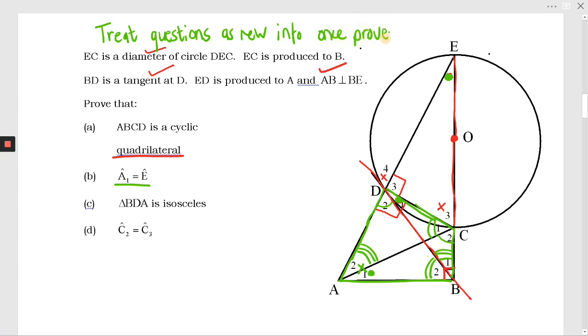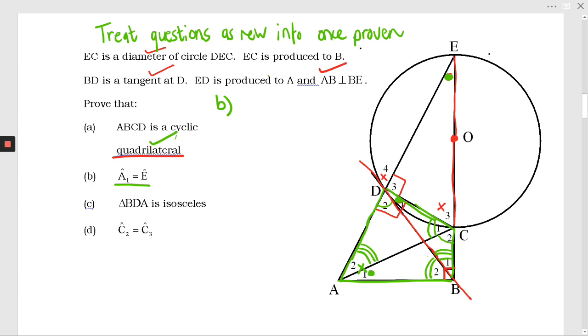And if you realize you can't prove them, you're going to move on to the next one and assume that the previous one got proven, right? Okay, so that's what I want to do now. Because ABCD is a cyclic quad, I went and put in all of my angles in the same segment. They're not all going to be useful, but I put them all down so that I can use them. For question B, I've got to deal with proving A1 equals E.